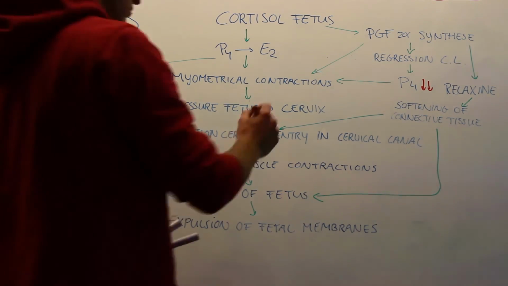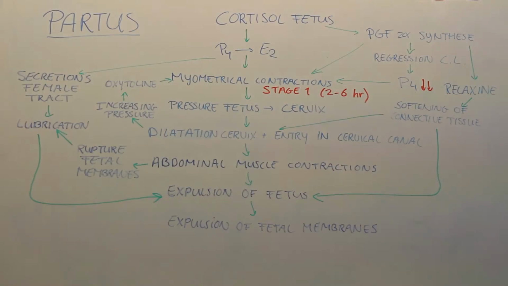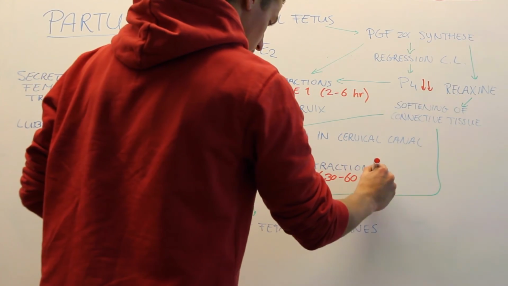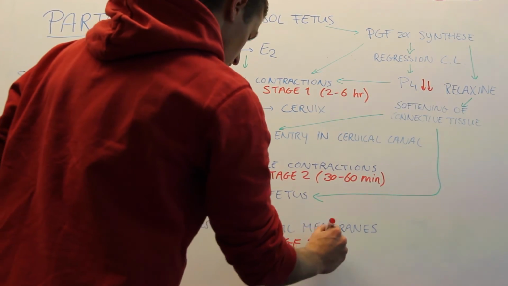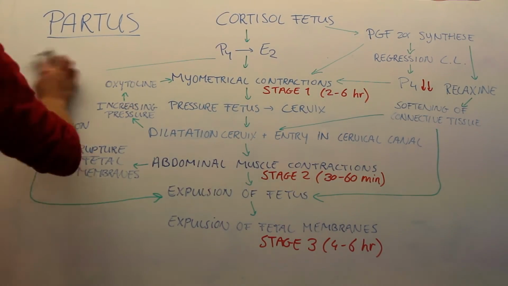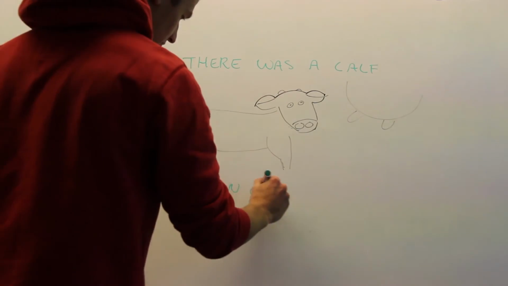Stage 1 of parturition consists of the myometrial contractions and cervical dilation and lasts 2 to 6 hours. Stage 2 consists of the expulsion of the fetus and lasts 30 to 60 minutes. And stage 3 consists of the expulsion of the fetal membranes and lasts 4 to 6 hours. Then there was a calf.